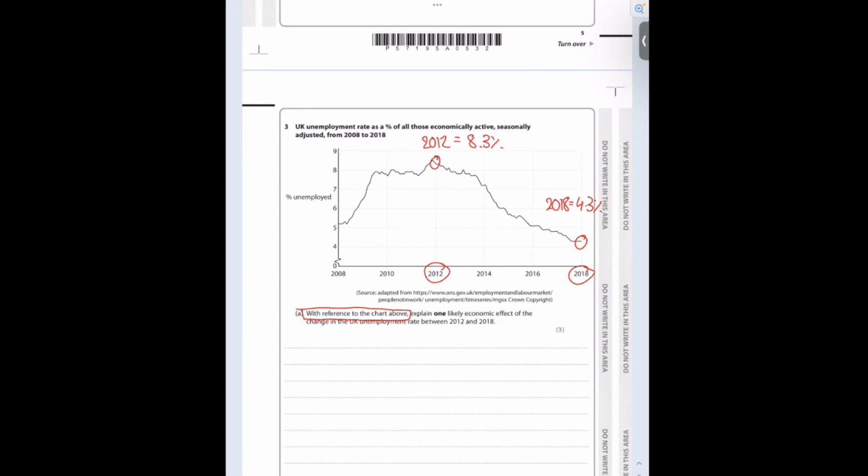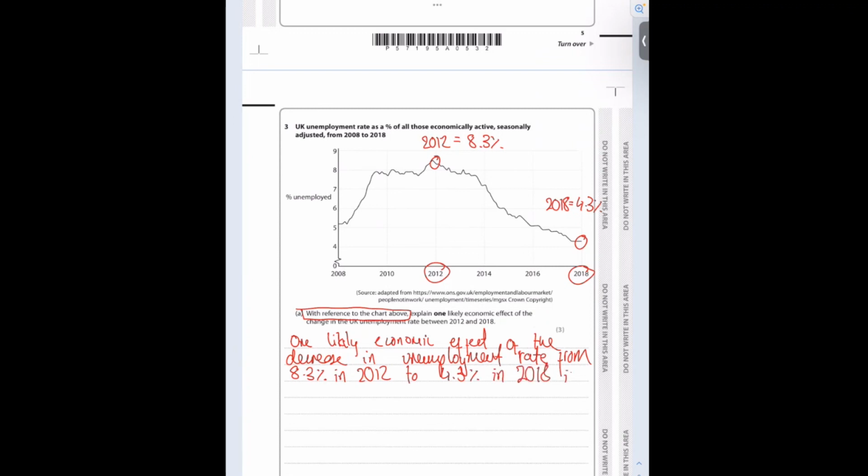So yeah, let's do that. So one likely economic effect of the decrease in unemployment rate from, and I'm going to just put in 8.3% in 2012 to 4.3% in 2018 is, I know that's just so I can make sure I get my information in, an increase in disposable income for households who have now got a job.